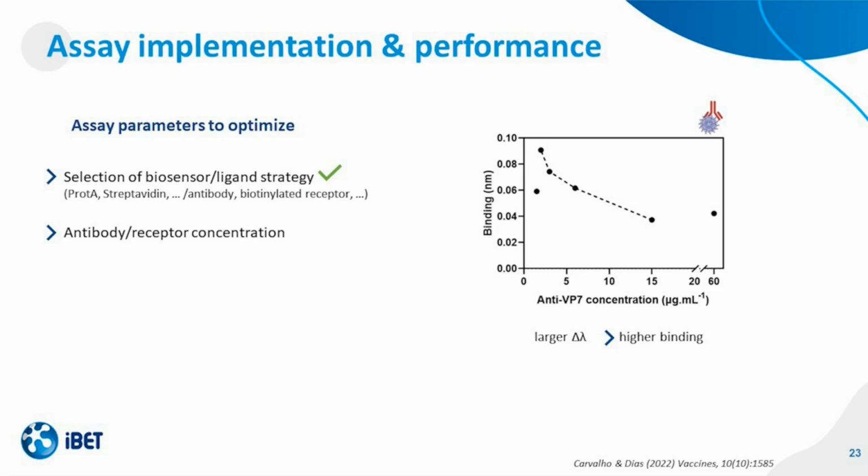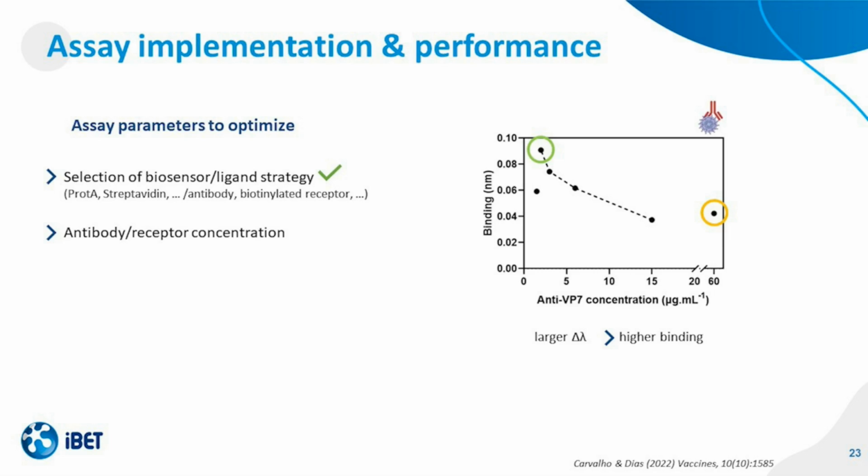Also, to optimize the binding response obtained, it is critical to define the optimal antibody loading concentration. And to do so, you should screen several anti-VP7 concentrations and measure the binding responses. In this example, biosensor saturation was observed for concentrations above 15 micrograms per ml. And for concentrations ranging from 2 to 15, the binding response was dependent on the antibody concentration being used, with the 2 micrograms per ml concentration presenting the optimal, which is the highest binding value.